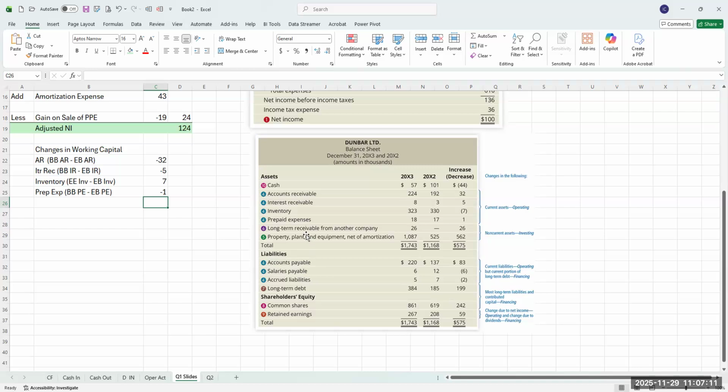Next one is long-term receivables. We're not worried about that because that's a long-term asset. That will be part of our investing activity. And then we have the property, plant, and equipment. Again, that's not part of the operating activity, so we're going to ignore that item. We're done with the assets.